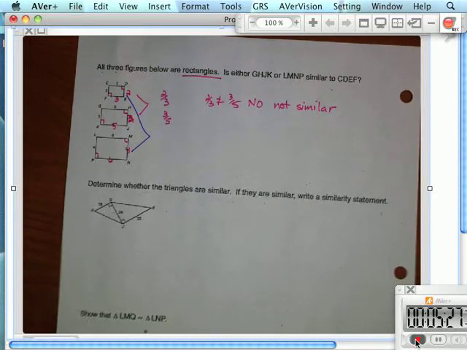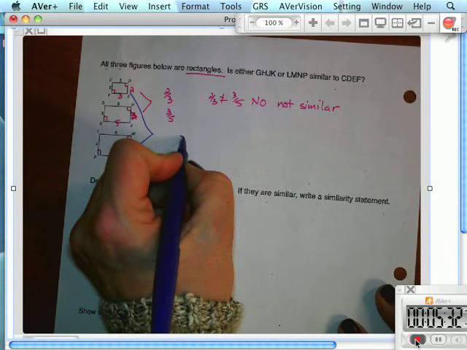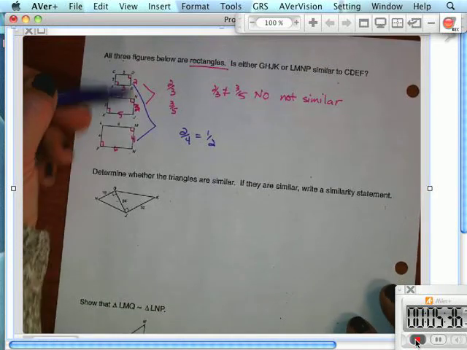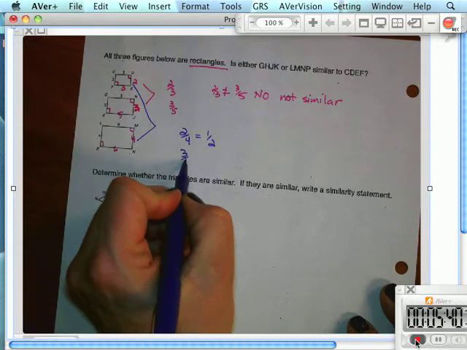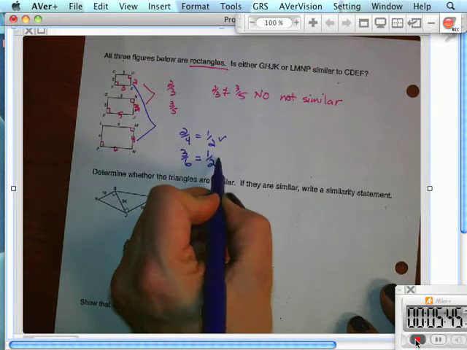Focus. Okay, so 2/4. 2 over 4 reduces to 1/2. Yes? Yeah. This side to this side. And then I'm going to compare it to 3 over 6. What does that reduce to? 1/2. Oh, look at that.